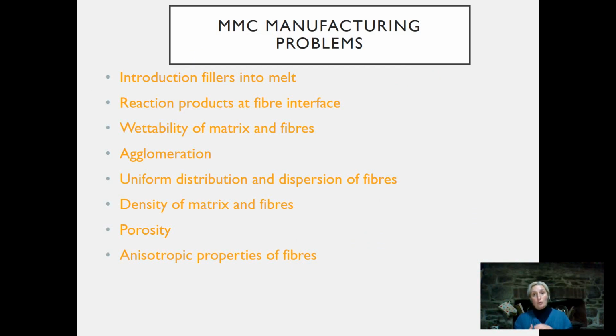First of all, we need to optimize the manufacturing route in such a way as to avoid the problem of introduction of the fiber into the melt, to see what happens at the fiber interface and what are the reaction products there, to see if the fibers are wettable and what to do in case they are not, to avoid agglomeration in order to obtain uniform distribution, and to see if the density of the matrix and the fibers differ too much and generate segregation. We need to avoid creation of porosity due to the fibers, and we also need to avoid anisotropic properties in the composite itself.